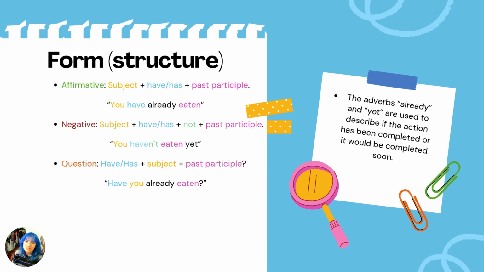For the negative example, we have: You haven't eaten yet. We also have here an adverb, that is yet. And then for the question we start with have. Have you already eaten? We also have the adverb already. Well, here we have a note. We use already to show that something has happened before now, and yet to indicate that we expect something to happen soon.